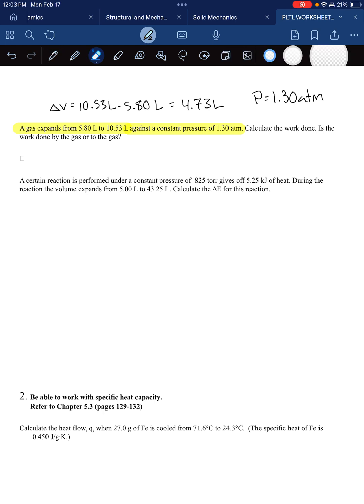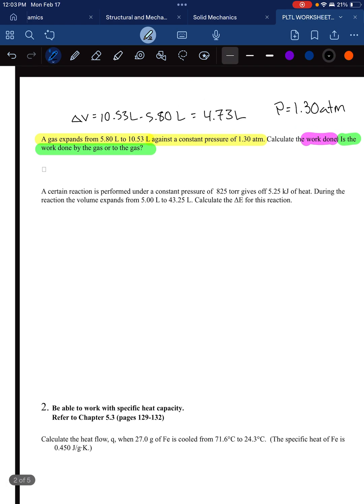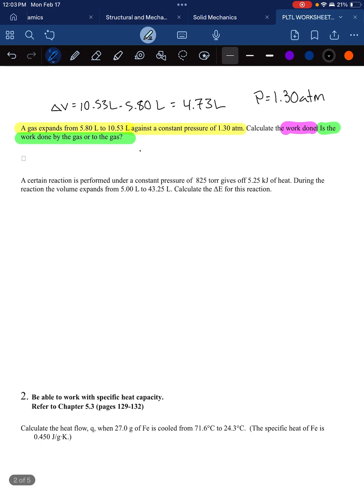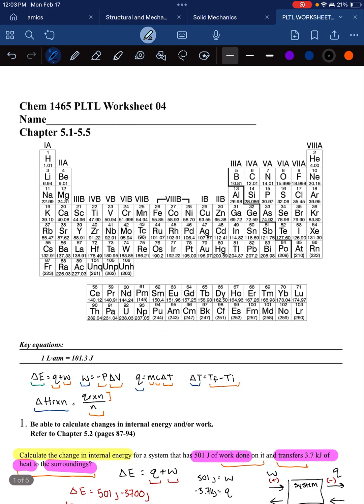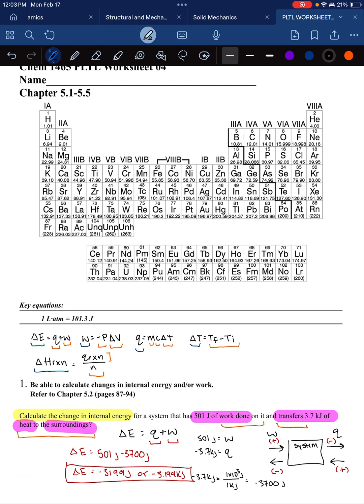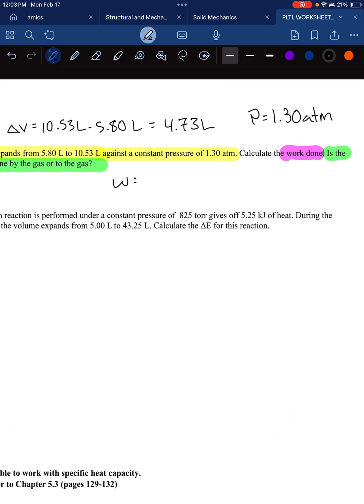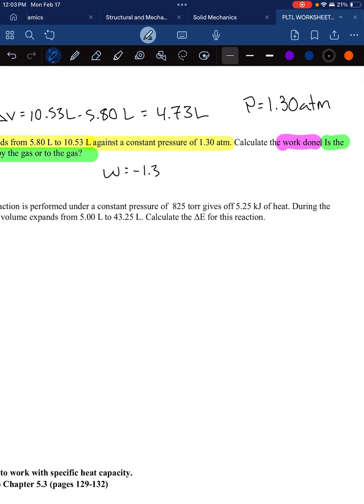And now we're here to try to calculate the work done, right? We want to calculate the work done, and then we want to talk about, is it done by the gas or to the gas? So we'll talk about that. Firstly, if we want to calculate work, let's look back at our equations. It's a negative pressure times the change in volume. So that'll be negative 1.30 atm times 4.73 liters.